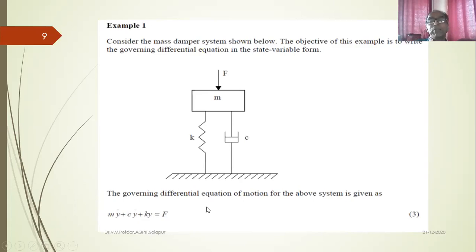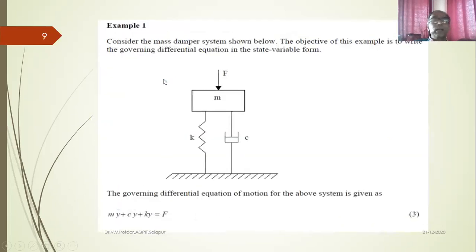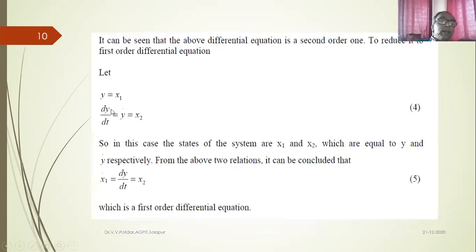So I can get the differential equation like this. It can be seen that the above differential equation is of second order. To reduce it to a first order differential equation, let y is equal to x1. So dy by dt is y dot, that is equal to x2. So this is y dot is equal to x2.